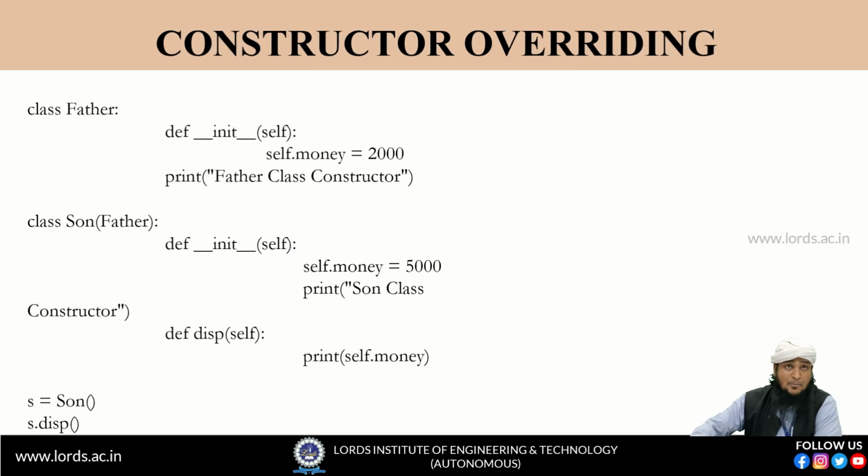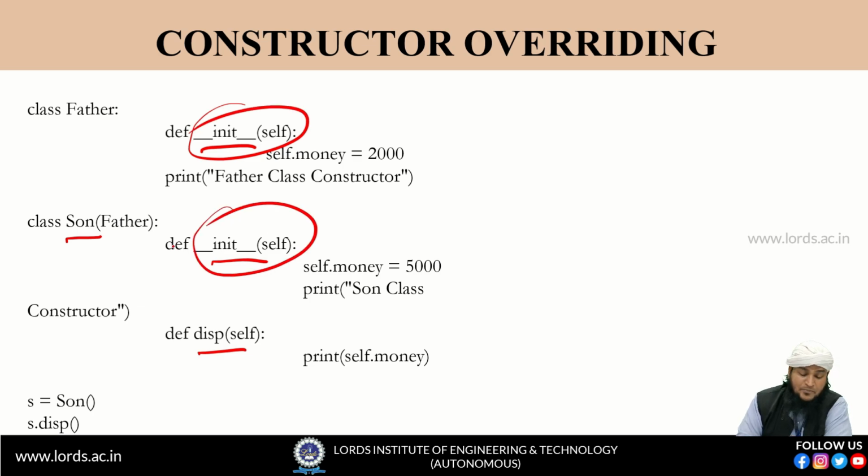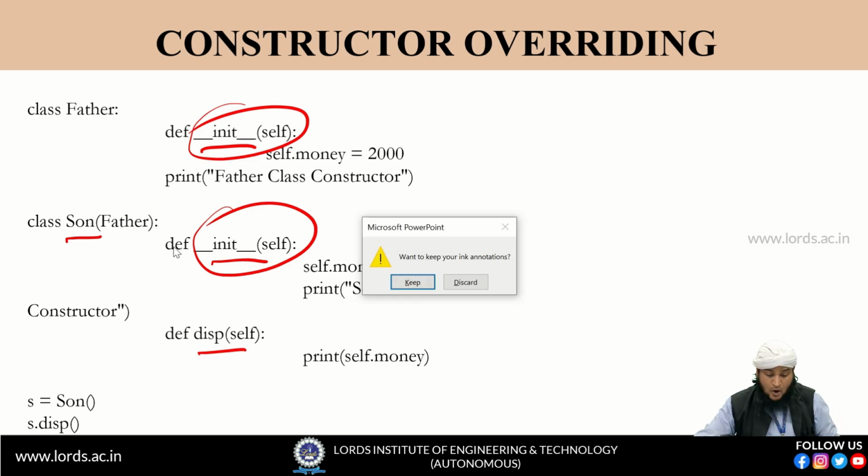I'm just going to show you an example for this one. See this example where we have the father class with a constructor in it, and we have the son class with a constructor in it, so both are there now. Also there is one more method, display, but if you see the init method, meaning the constructor, it is repeated here as well. So we'll check whether it works as the theory says.